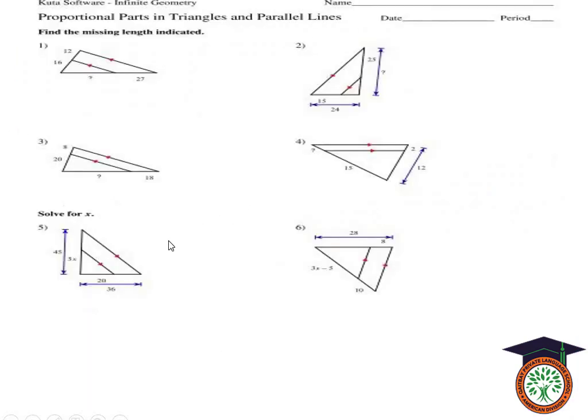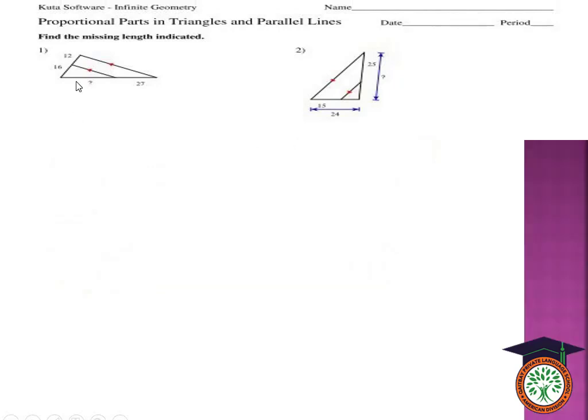Let's start to solve this sheet together as a classwork. Prepare your pen and your copybook, and let's see how we can solve and how we can find the missing length in the following triangles. Here we have the first two examples. Here I have a triangle, and our question is to find the missing length in the following triangles.